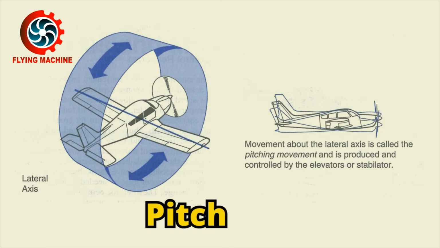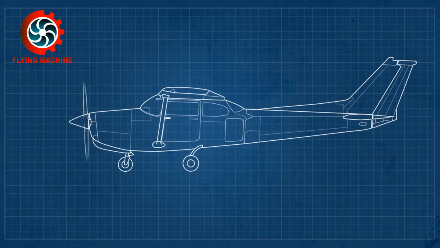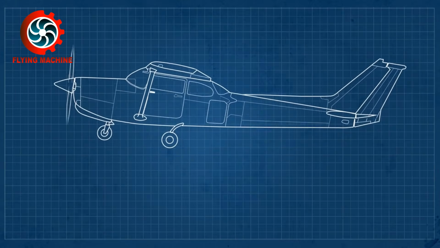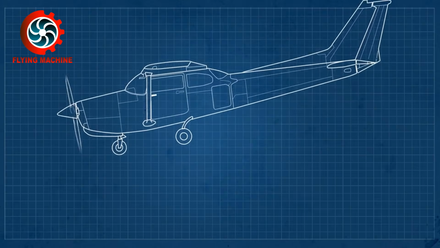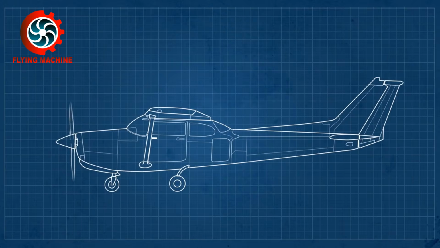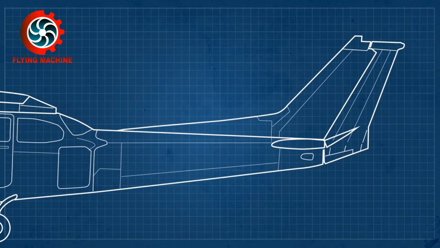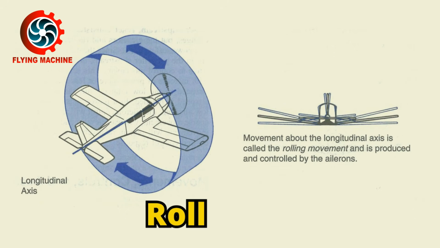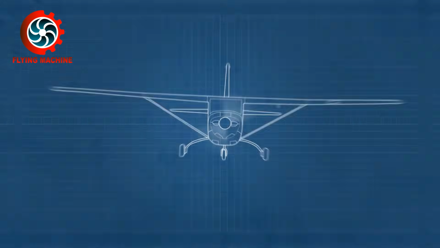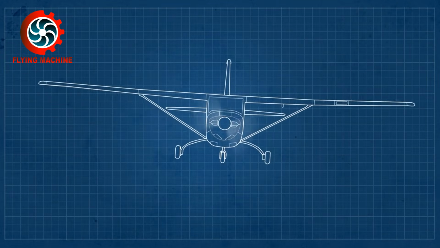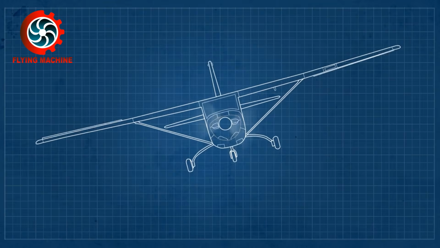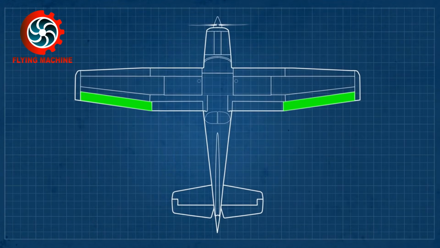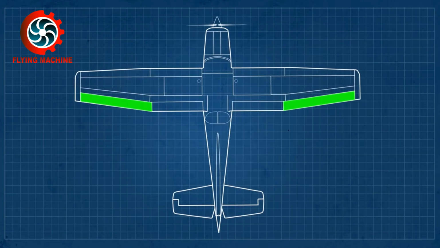The second is pitch. Pitch is the aircraft's movement along its lateral axis, which involves climbing or descending. This movement is controlled by the elevator located on the aircraft's tail. The third is roll. Roll is the movement of an aircraft around its longitudinal axis, typically a rotating or rolling motion. This movement is controlled by the ailerons on the wings.